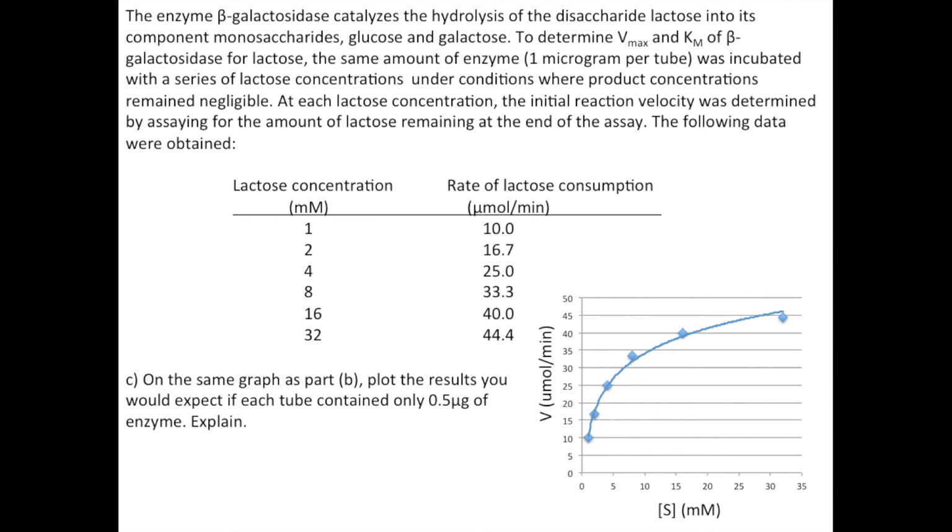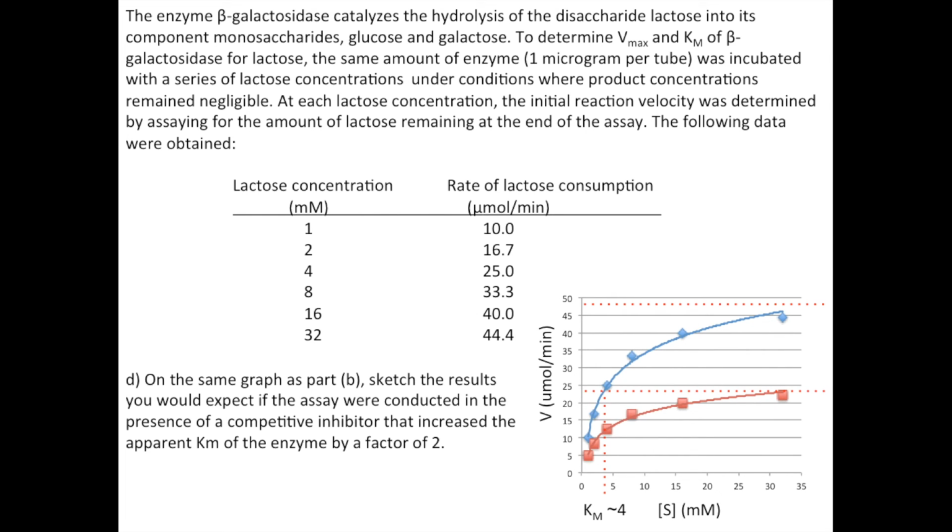Now, I can go on to the next part of the question, which asks us to plot the results you would expect if each tube contained only 1/2 microgram of enzyme. For this, you want to recognize that the original results were obtained with 1 microgram of enzyme. With half the amount of enzyme, you expect the rate of the reaction to go down by a factor of 2. In other words, you would expect the rate of lactose consumption to be cut in half for each of the lactose concentrations that you measured. This means that you would get a graph that looks something like this.